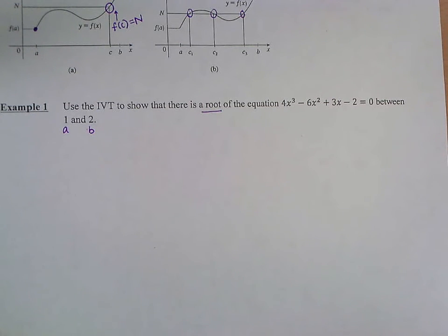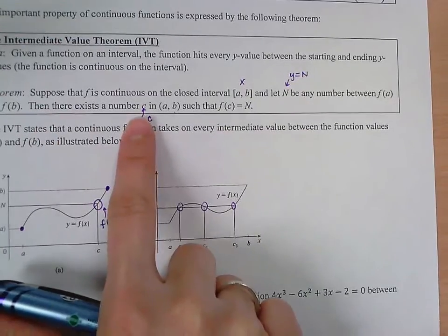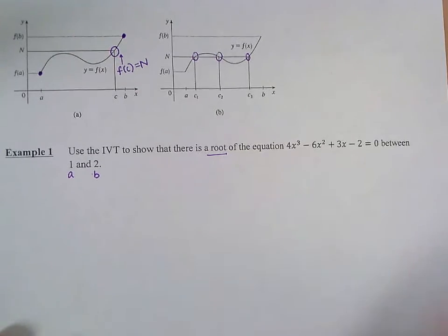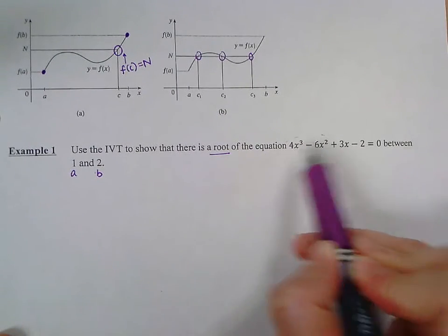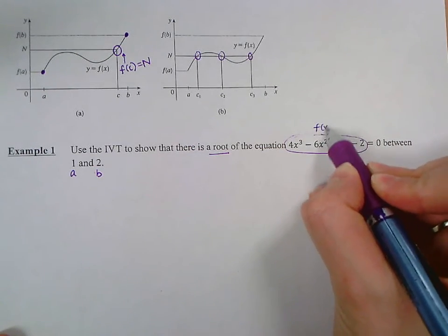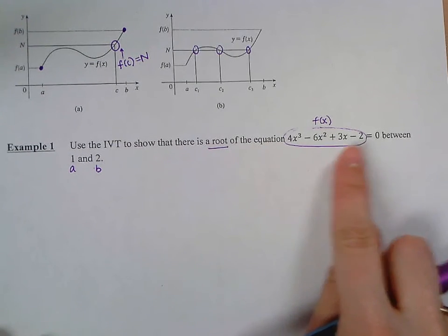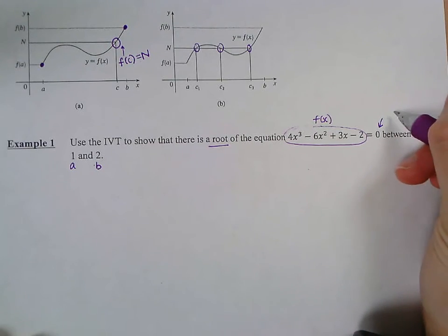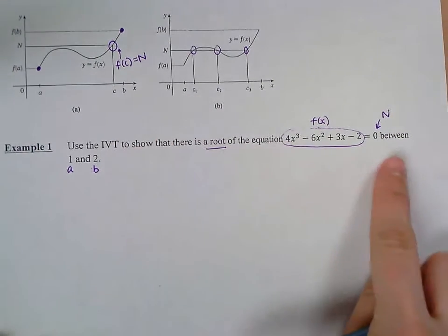Here's what you need to show. Anytime you are using IVT as a conclusion, you must state before you use the IVT that you know the function is continuous, because the theorem only works if the function is continuous on that closed interval. So if I'm looking at this, I'm trying to show that this equation is true. If I think of this as my function f of x, I'm trying to show that somewhere on the interval from 1 to 2, the y value is equal to 0. So this would be the n that they're referring to in the theorem.